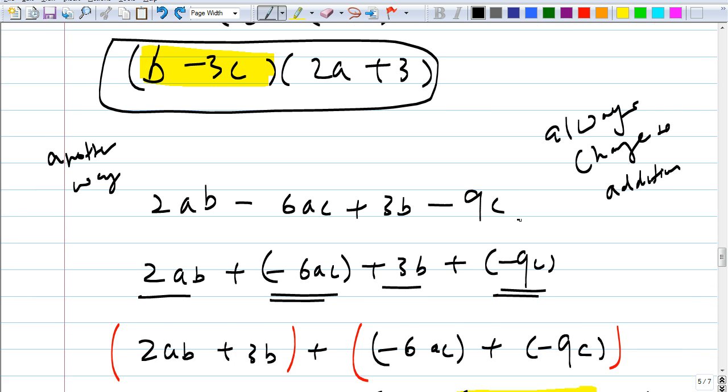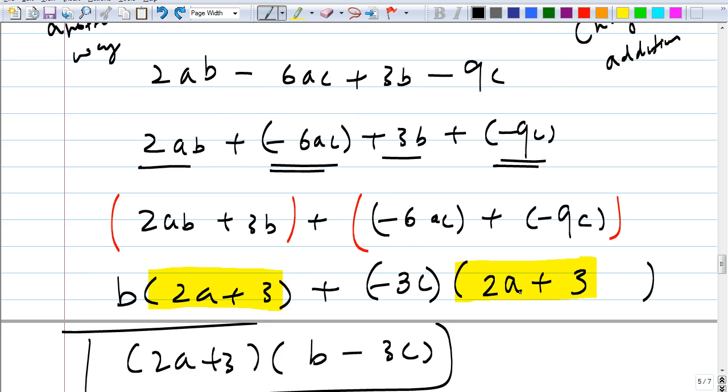So anyway, you could do it this way. You could group the first and the third, and then the second and fourth. Still works out. Same difference. And let's see if we get the same answer. Any questions? Are we good? May I give you the last one then?